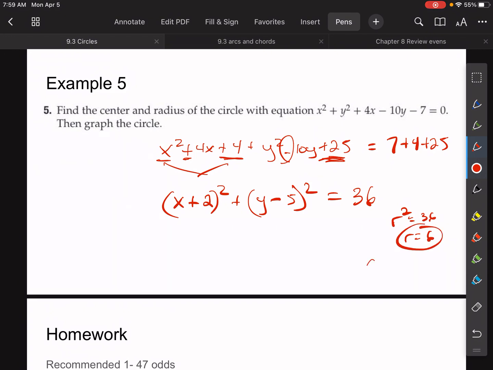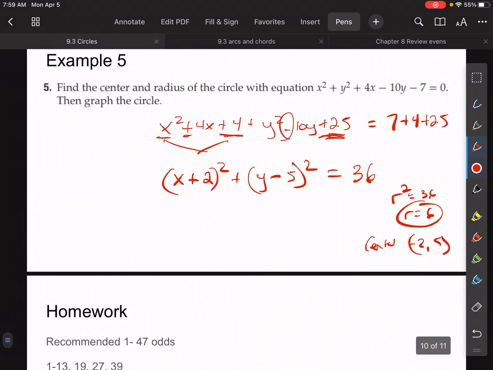My center for this is at (-2, 5). So you could easily graph that. You go to the center at (-2, 5), put a point there, and then go 6 in each direction, which I'm not going to map out perfectly. Put those 4 points there, and you're done.